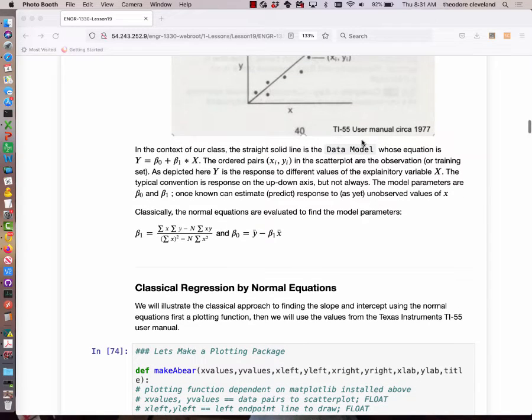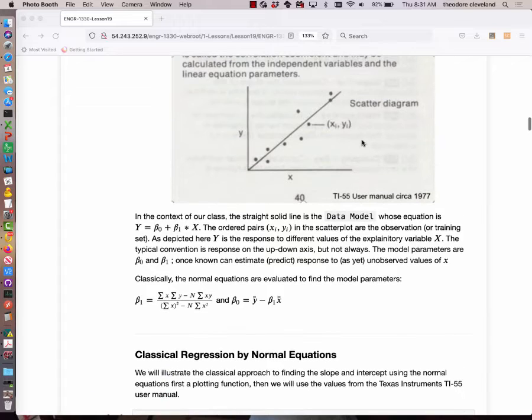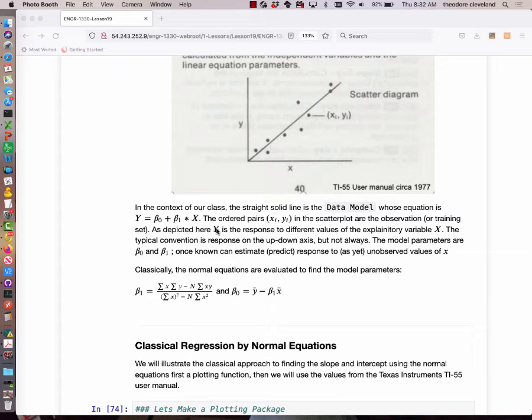So that's our data model. And the function of the equation for the data model is y equals beta 0 plus beta 1 x. And I've done those capitalized and bold face to remind ourselves that they could be matrices and not just single-valued variables. The ordered pairs xi, yi in the scatter plot are actual observations, or in the jargon of machine learning, the training set. As depicted here, cap y is the response to different values of cap x.